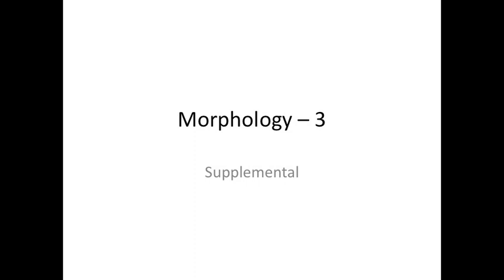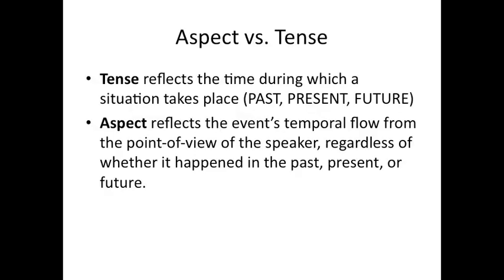So we'll start by talking about aspect versus tense. Everyone pretty much knows what tense is. You have the past tense, present tense, and future tense. But not everyone has been taught what aspect is. It's a little bit different, and it reflects an event's temporal flow from the point of view of the speaker. And this is regardless of whether it happened in the past, present, or future. So aspect is separate from tense, but goes along with tense. And we'll clarify what we mean by temporal flow as we describe the different aspects.